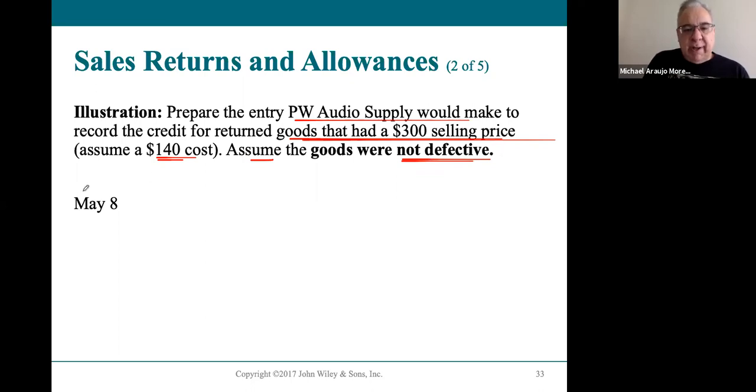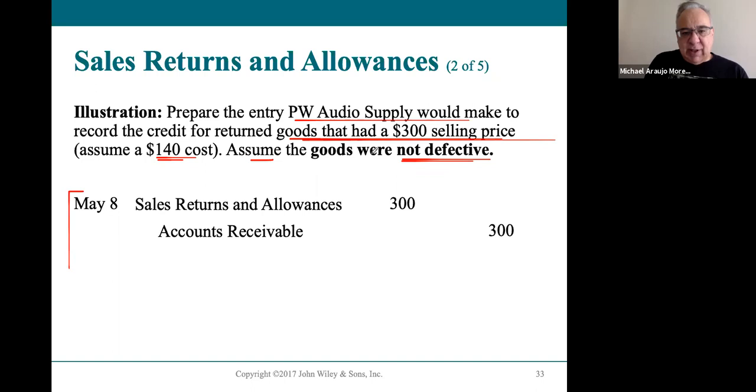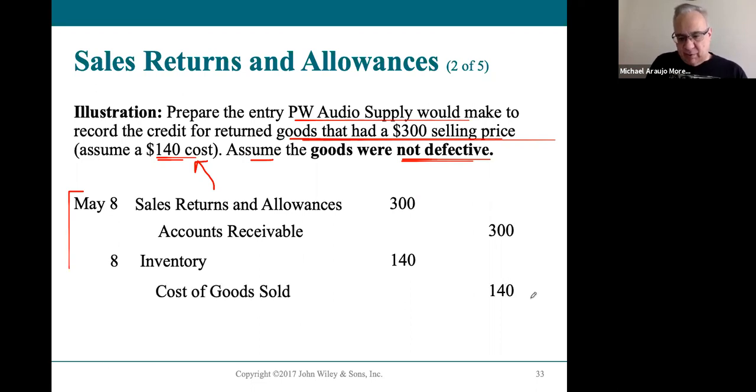So what does it look like here on the books of PW Audio? Well, they're going to debit their sales returns and allowances for the $300 and reduce the receivable, because they're not going to receive any money on that part of the sale. So that's all set. Now they've got to put it back in the inventory. That's what the cost is for, right? They're going to debit their inventory account by $140, and they need to reverse out the cost of goods sold.